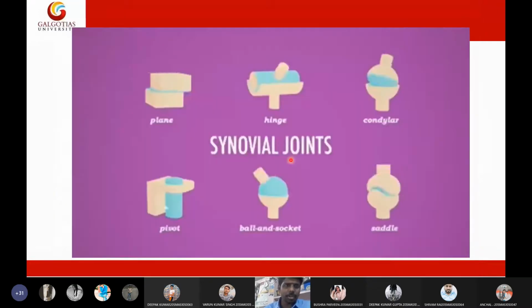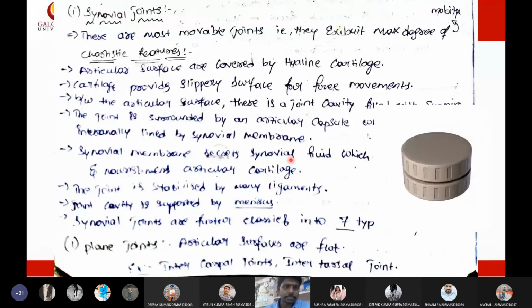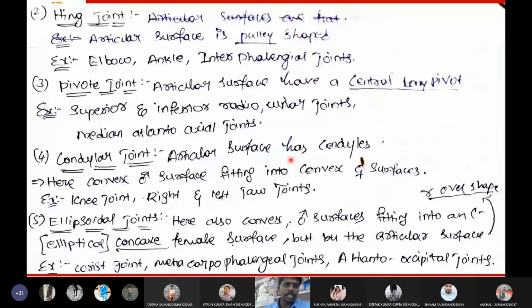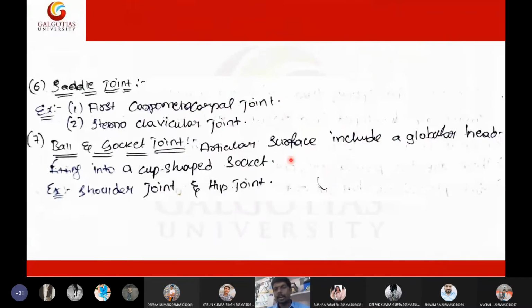So we already finished all of this. We have 7 types of synovial joints. We have plane joints, then hinge joint, pivotal joint, condyloid or ellipsoidal, then we have saddle joint and ball and socket joint. So these are the different types of synovial joints.